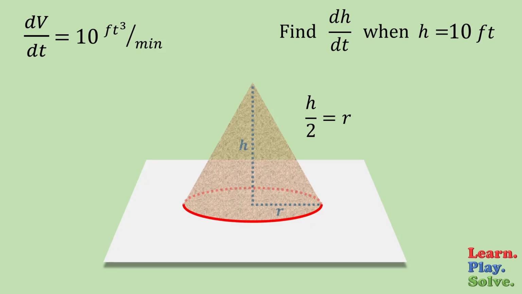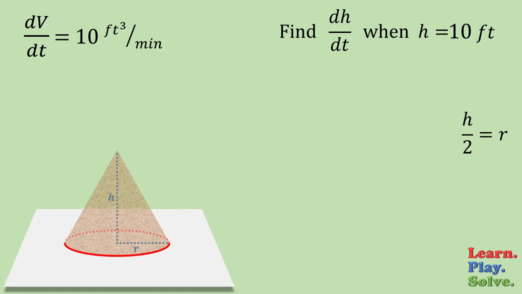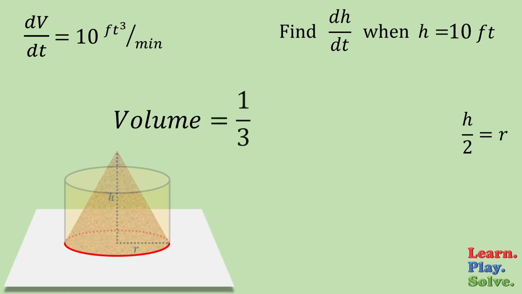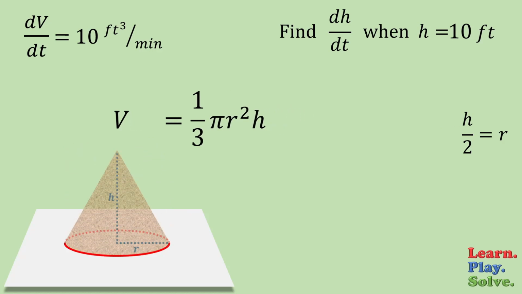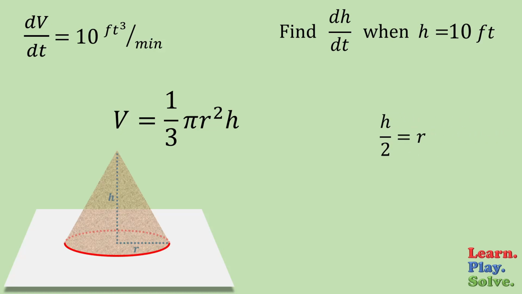This is a related rates problem. To solve it, we need to establish some relationship between these variables. And since this pile is in the shape of a cone, we can use the cone's volume formula as that relationship. The volume of a cone is equal to 1/3 that of a cylinder with the same dimensions, which is pi times the radius squared times the height. And since we know the radius of this cone is always half the height, we can plug that in for r.